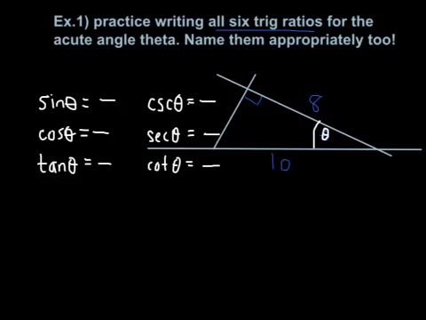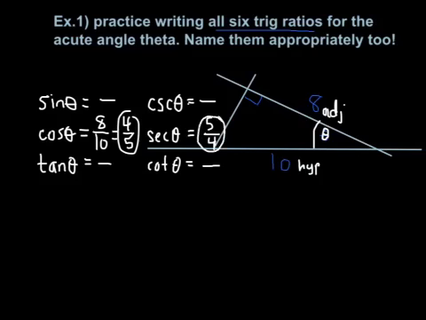Now 8 and 10 are given, which means at this very moment I could write the cosine ratio as 8/10, which I'd like to simplify. How about 4/5? And that means the secant ratio compares the hypotenuse here to the adjacent, and that means that ratio is 5/4.